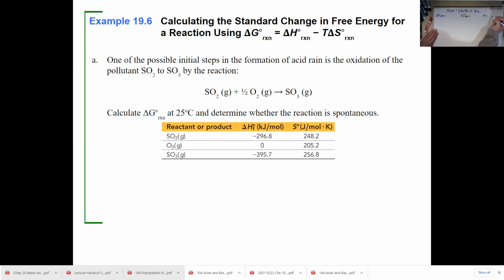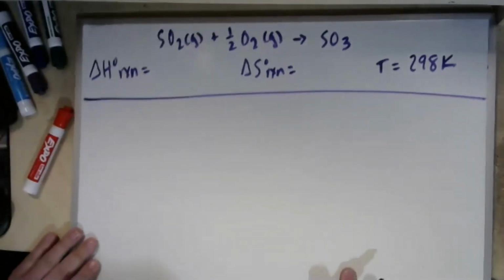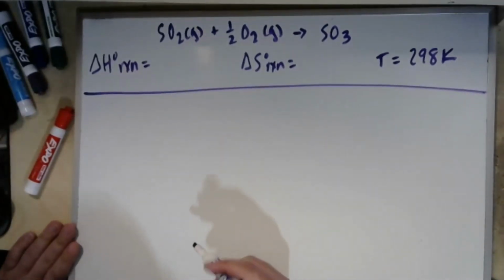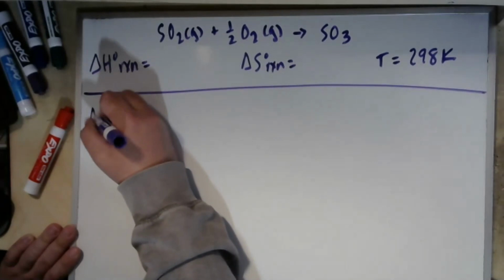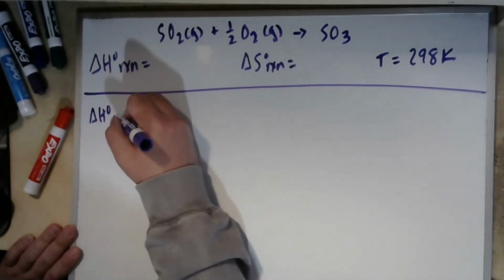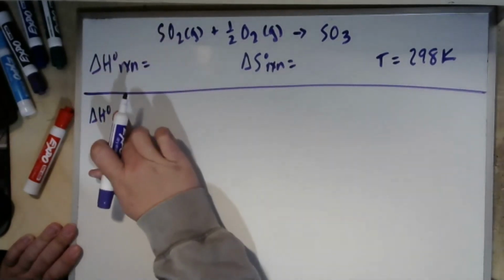And the temperature is 25 degrees Celsius, so we'll just put that into Kelvin. Okay. So start out with our delta H. That was backwards.